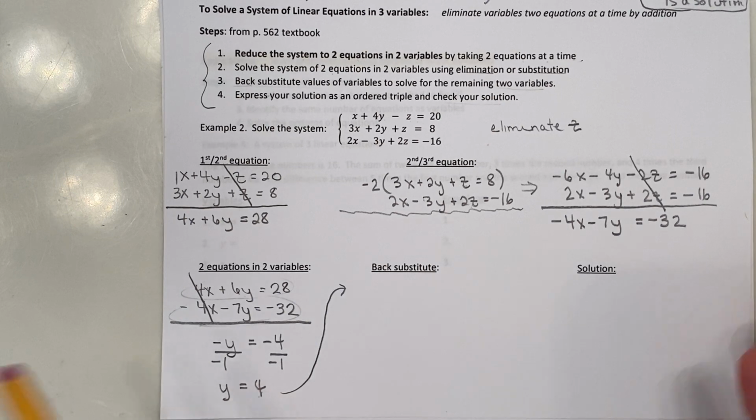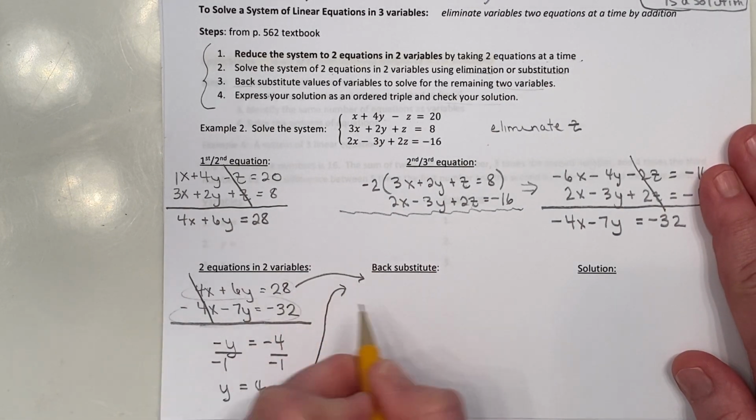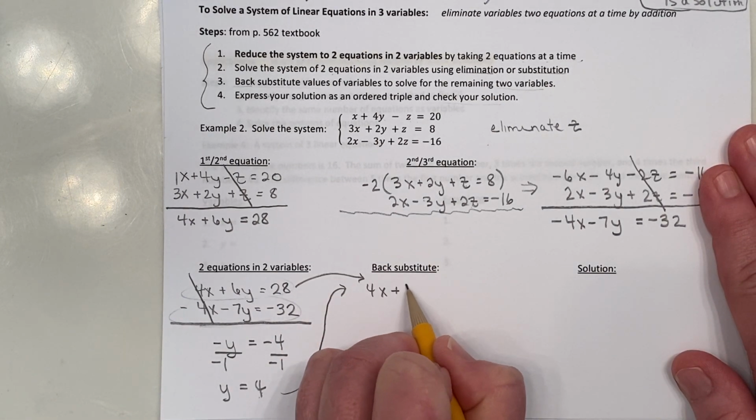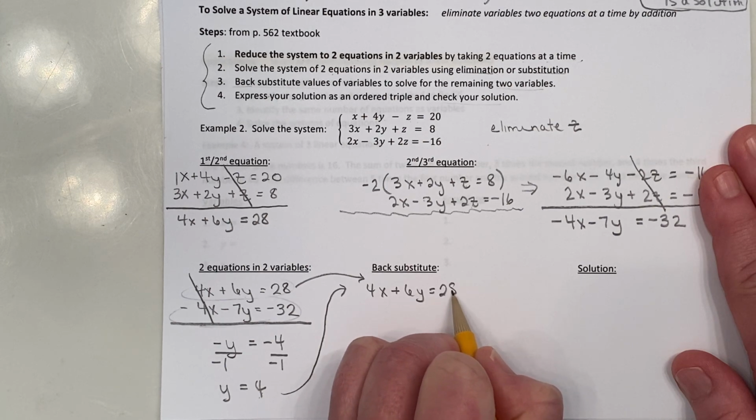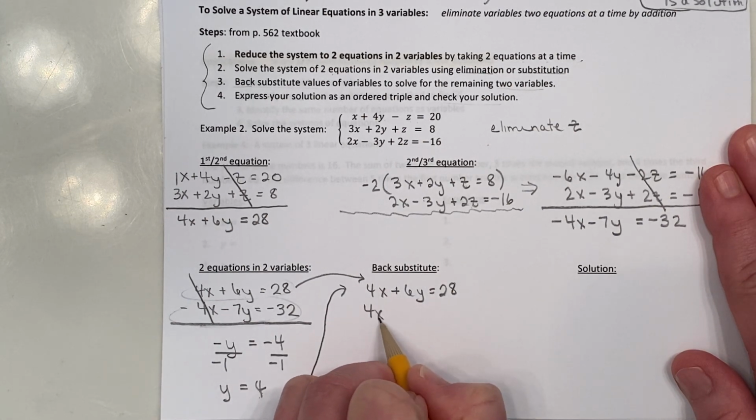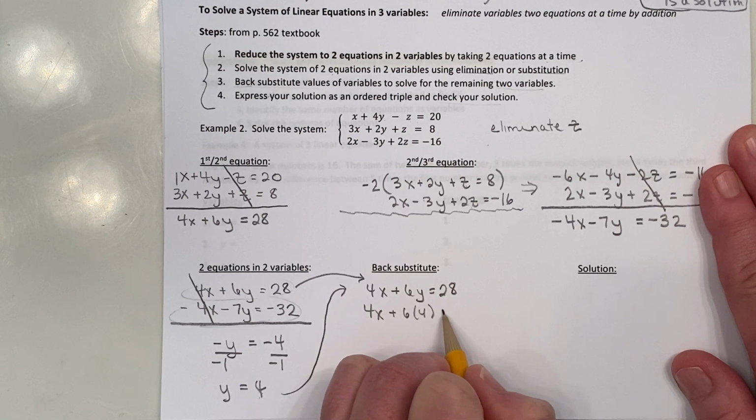All right, I got y equals 4, so it doesn't matter. I'll just use the top equation. Let me re-record it here. Okay, y is 4, and we'll solve for x.